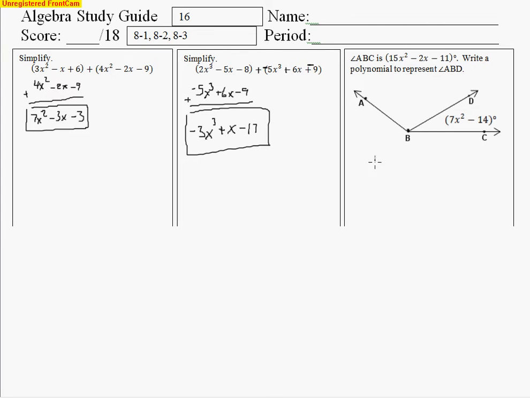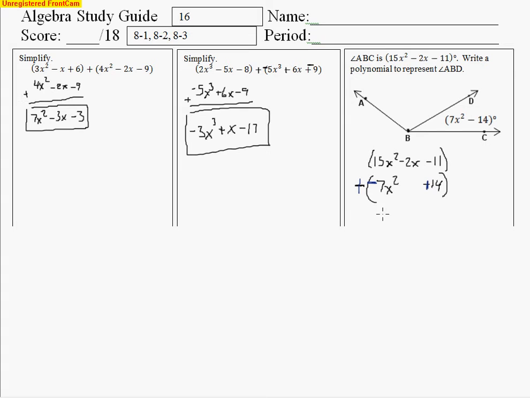So it's going to be set up this way: 15x squared minus 2x minus 11, and we're going to subtract the 7x squared minus 14. So I'll put this in parentheses so you can see it as a polynomial, and I'm subtracting, so I'm going to end up adding the opposite. So I'm going to add the opposite of these signs and then collect the terms.